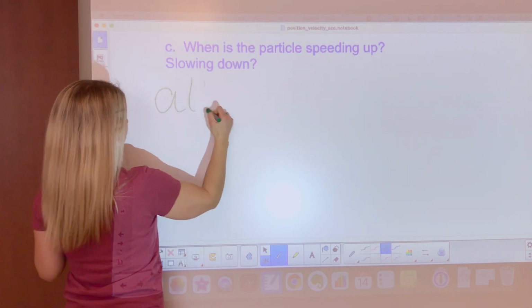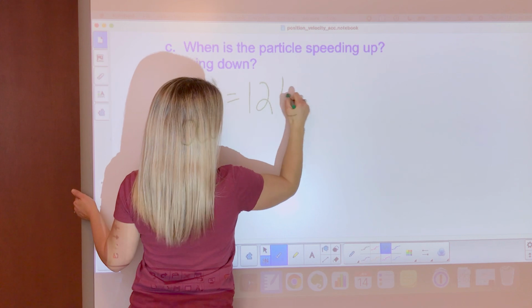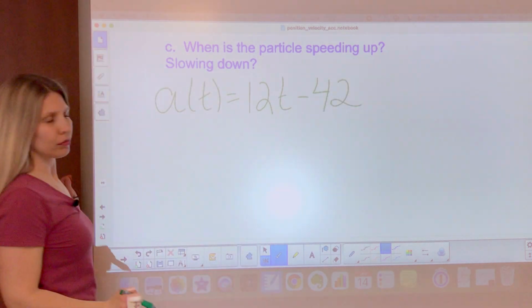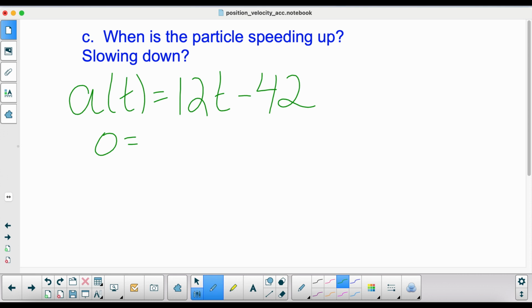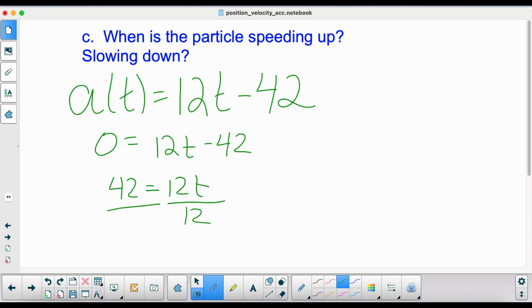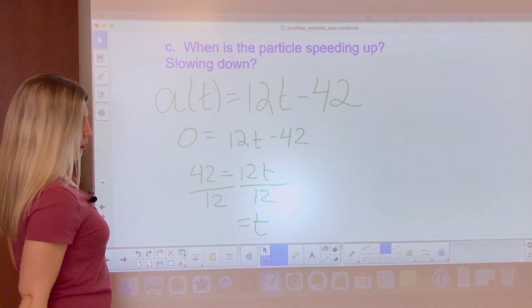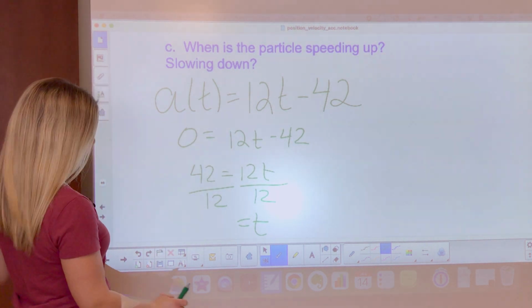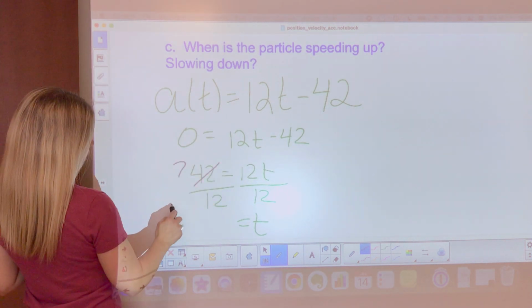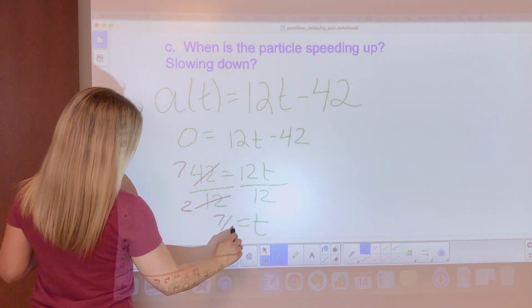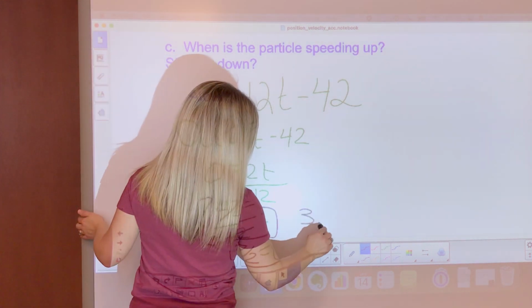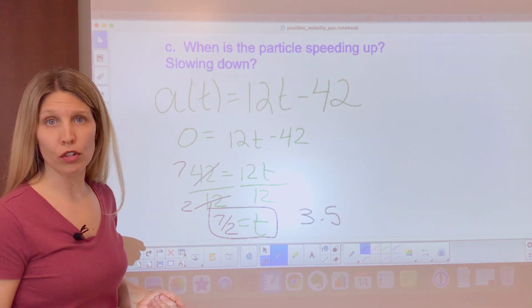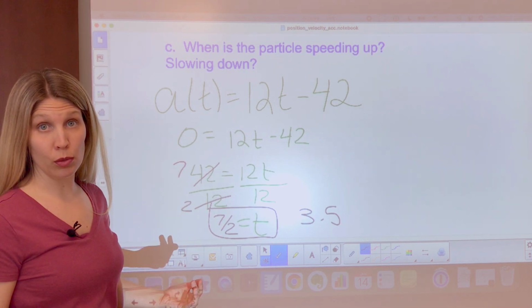Our acceleration equation is 12t minus 42. Set this guy equal to 0. Is this thing going to go in evenly? Unfortunately not. But they both share a 6. So this will go in 7 times, and then it'll go in 2. So 7 halves, or you can write 3.5. Whatever's easier for you. But that's the time when acceleration is going to equal 0.